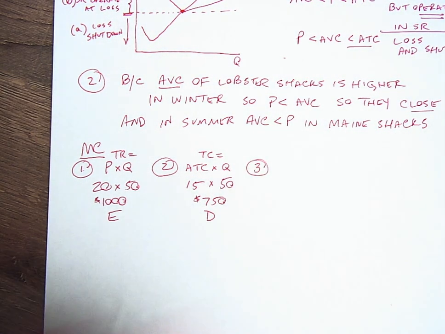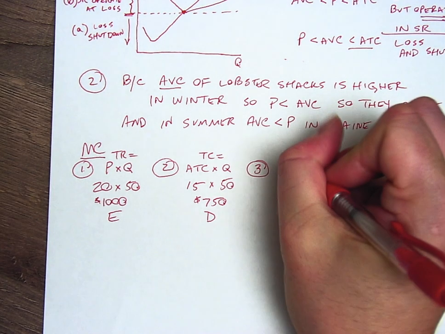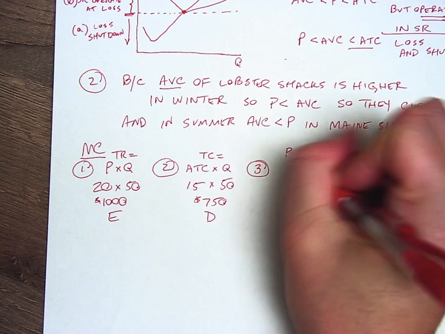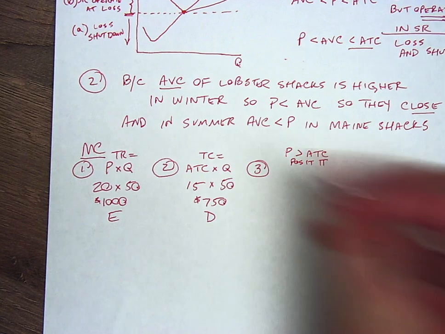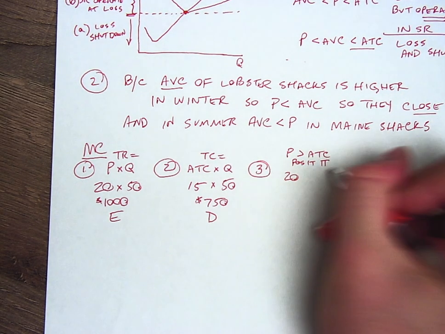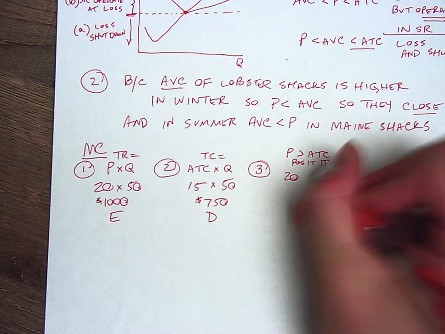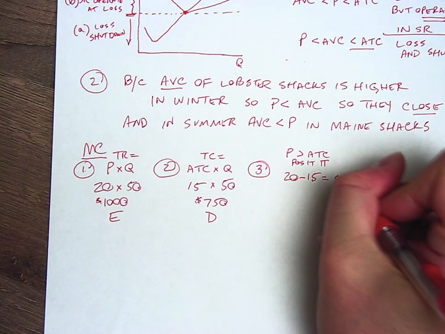Number 3. The firm is earning, and this one says profit or loss and then how much. So we know the firm is producing where MR equals MC. They're producing at quantity 50, and we can see that the price is greater than the ATC. Right? The price is greater than ATC, so we know that they're earning a positive profit. And we can find the price is equal to 20. Price is 20, and the ATC is, what do we say, 15. So per unit, they're earning $5.